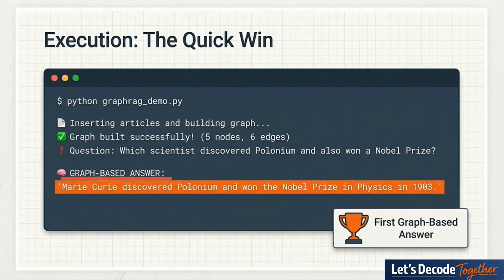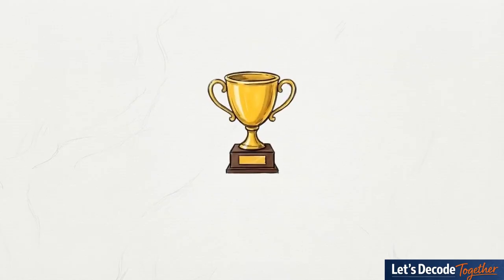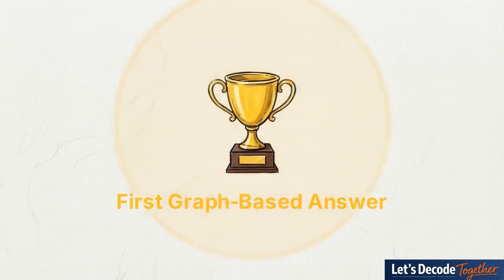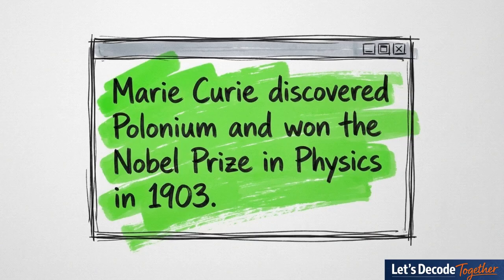It identifies Marie Curie as the scientist who discovered polonium and specifies the 1903 Nobel Prize in Physics. Your machine has successfully connected disparate facts from multiple documents to generate a unified, accurate answer. The final terminal output reads, Marie Curie discovered polonium and won the Nobel Prize in Physics in 1903.